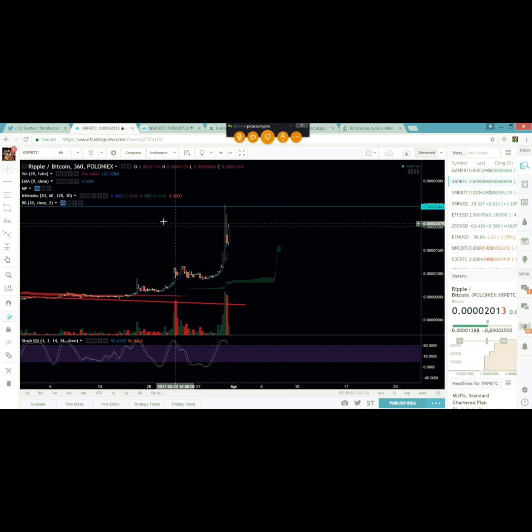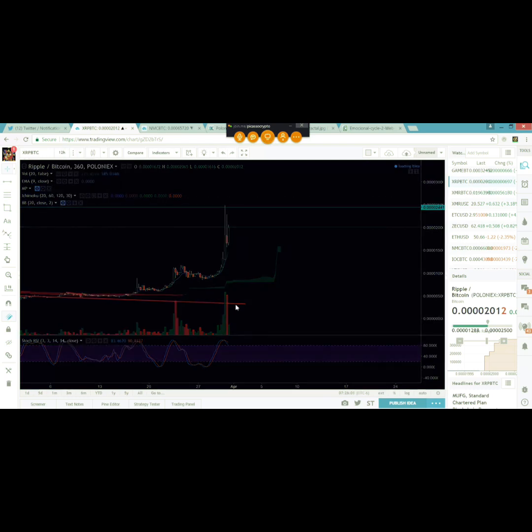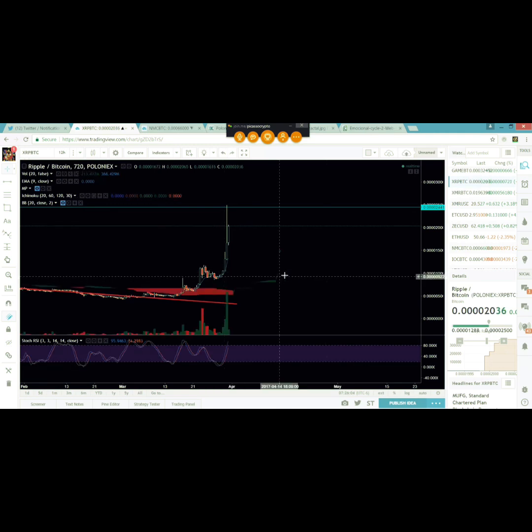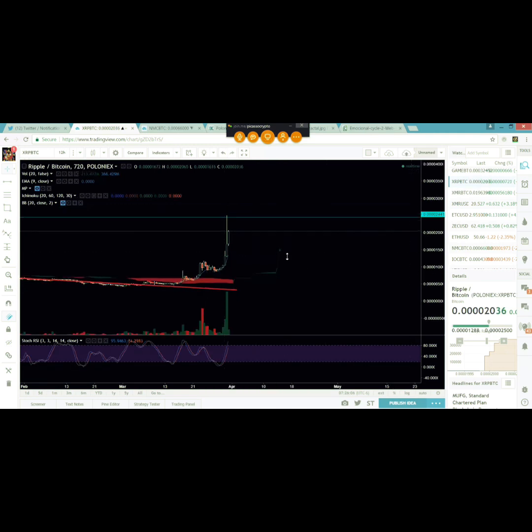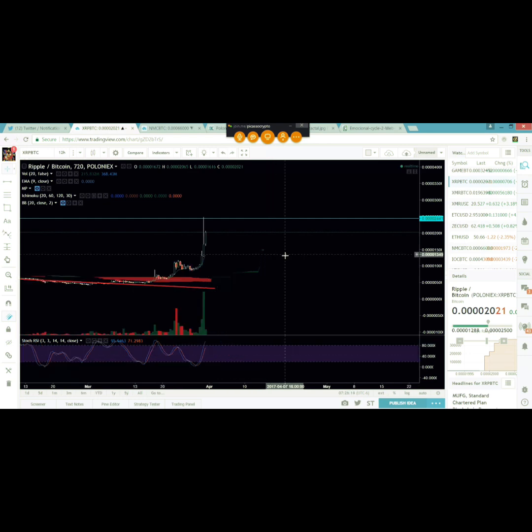Now this thing is really strong on the monthly, so I do think it's going to go all the way to make a new all-time high. But I don't think that's going to happen right away. I just don't think it's going to happen right away. But when we start looking at stuff like this, our 12-hour here is still very strong.